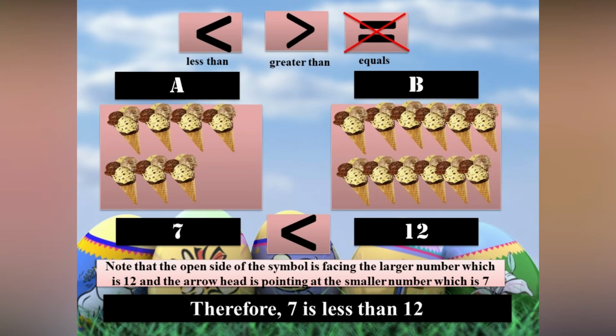So, in this example, 12 is the larger number, and the arrowhead is pointing at the smaller number, which is 7. Therefore, we can read this as 7 is less than 12.